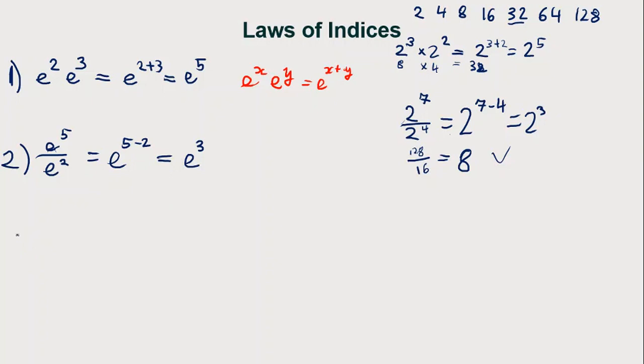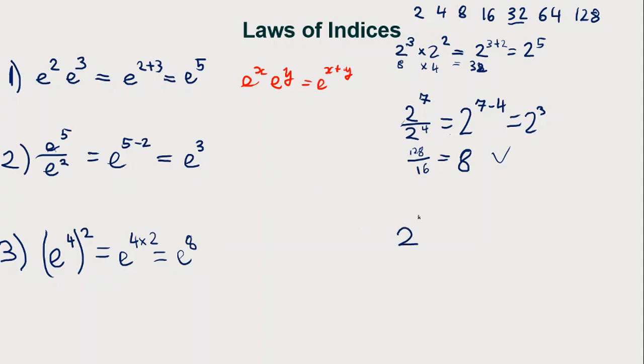The third and final law of indices is the law of raising to the power. So if you have a particular exponent raised to the power of 4, let's say, and all of this is raised to the power of 2, then what you should be doing is actually multiplying the indices, and that means you have e to the power of 8 overall. As before, let's test it with base 2.